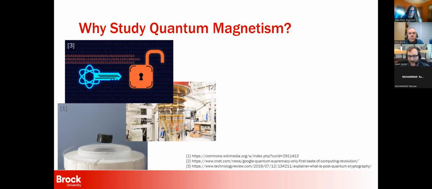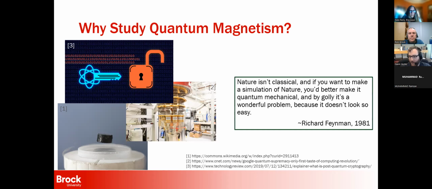But then maybe on the nicer side is the idea of quantum cryptography, where you similarly use the ideas of quantum mechanics to instead prove that no one is stealing your data. And I really like this quote from Richard Feynman that says, nature isn't classical. And if you want to make a simulation of nature, you'd better make it quantum mechanical. And by golly, it's a wonderful problem because it doesn't look so easy. This hints at another use of quantum computers, and that is better understanding quantum systems like the one I'll be talking about today.